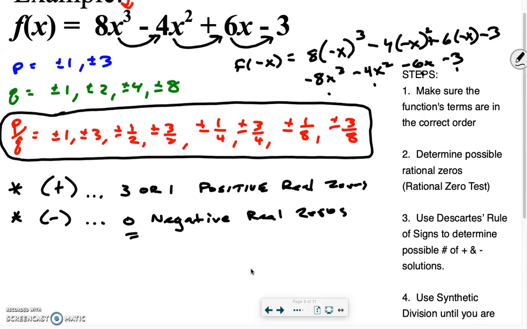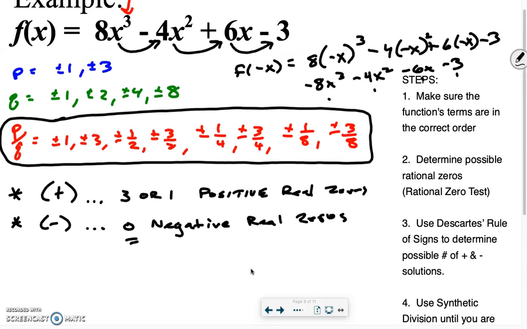So, for our synthetic division, again, our coefficients of 8, -4, 6, -3. All right, what should we test? Yeah, I'm trying to cheat here. Yeah, I've got a good feeling about 1/2. Right, yeah, like that's ever one that I'm going to choose first.